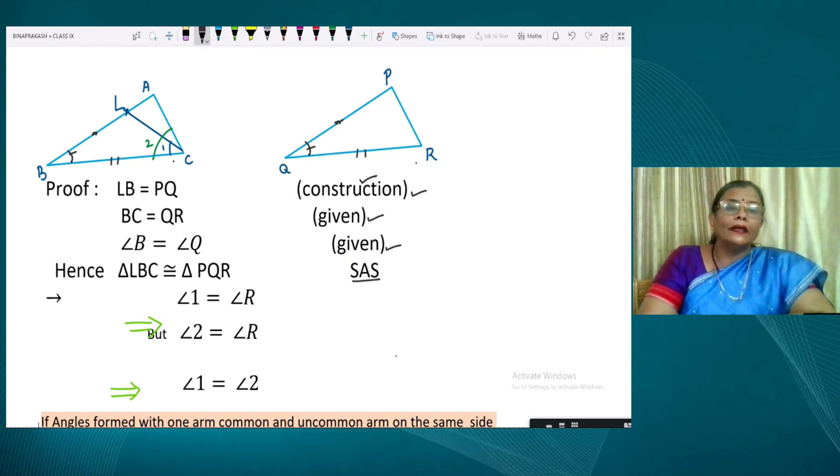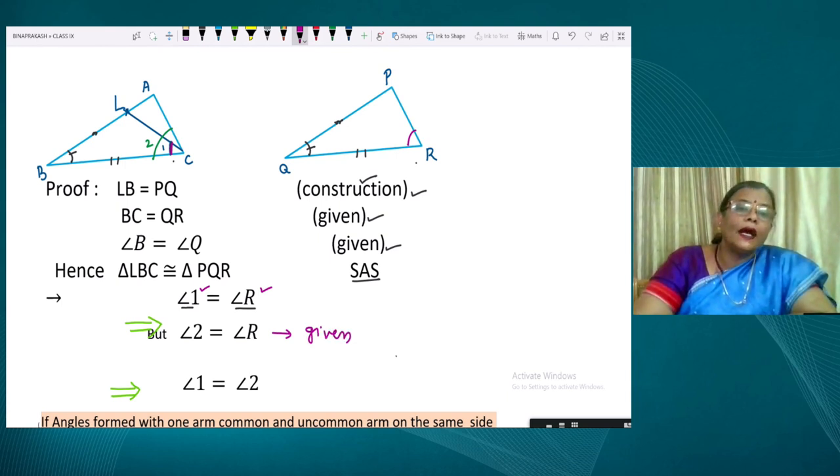So let me now concentrate on one angle. The information we have is that angle 1 and angle R are equal. Which is angle 1? This one. This measures angle 1, that is LCB, and that is equal to PRQ, because the triangles LBC and PQR are congruent. Angle 1 and angle R are corresponding angles, so their measures will always be equal. But what have we got? The measure of angle 2 and angle R are the same. Isn't this given? Angle 2 is the angle formed from B, C, A. So, as given to us, angle 2 is equal to angle R.